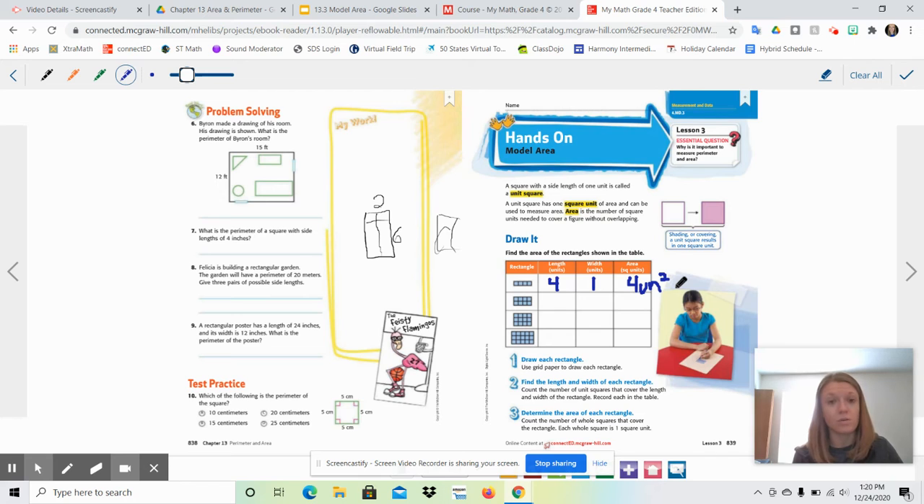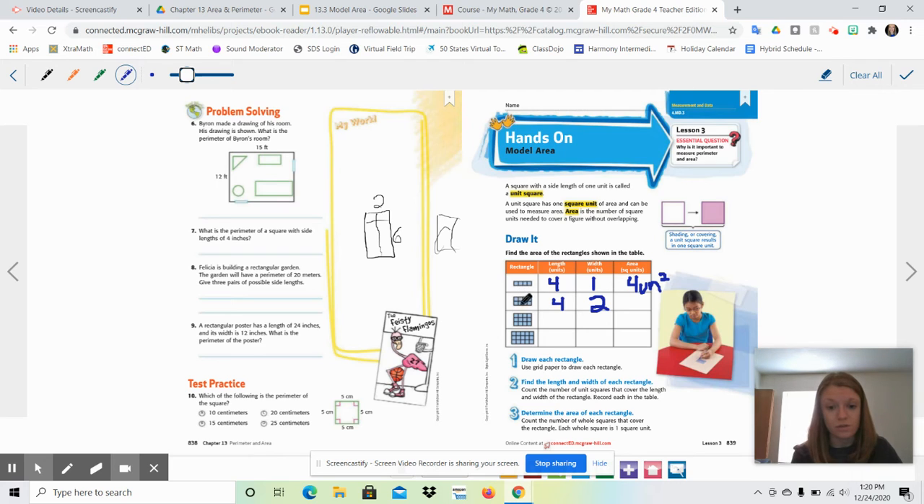So area is always a squared space. Okay, so the next one, we have a 2 by 4. So the length again is 4, and it's 2 wide. So now we're going to count how many of these little boxes are on the inside to figure out the area.